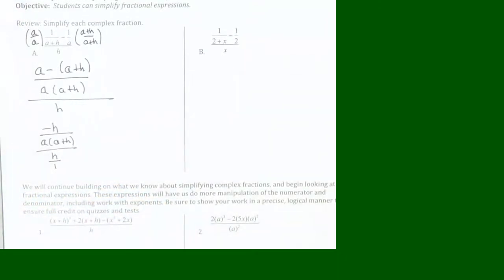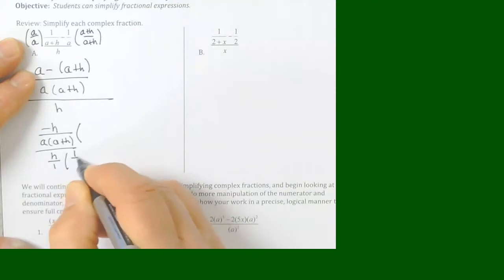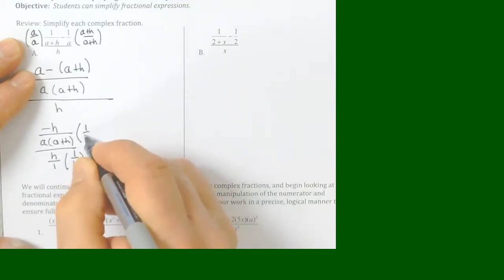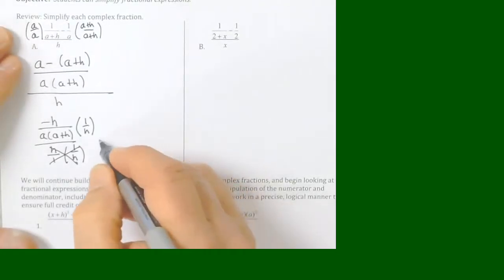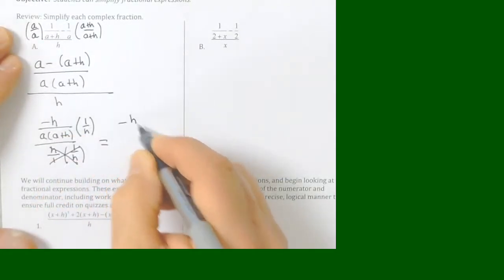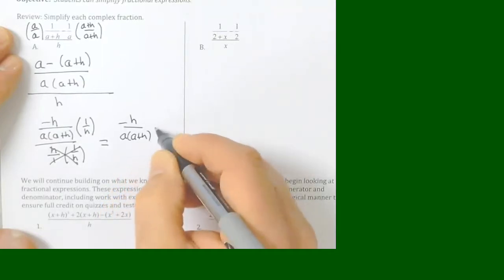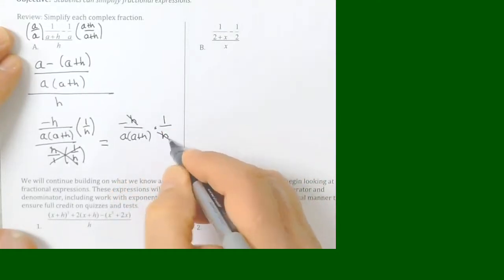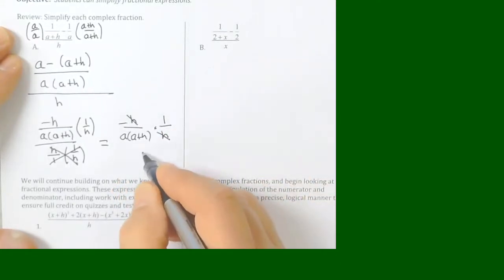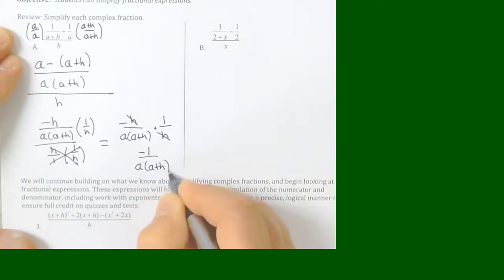I'll write that as h over 1. If I multiply by the reciprocal of 1 over h, my denominator goes away. Now I've got negative h over a times a plus h times 1 over h. Those h's cancel, and that gives me negative 1 over a times a plus h.